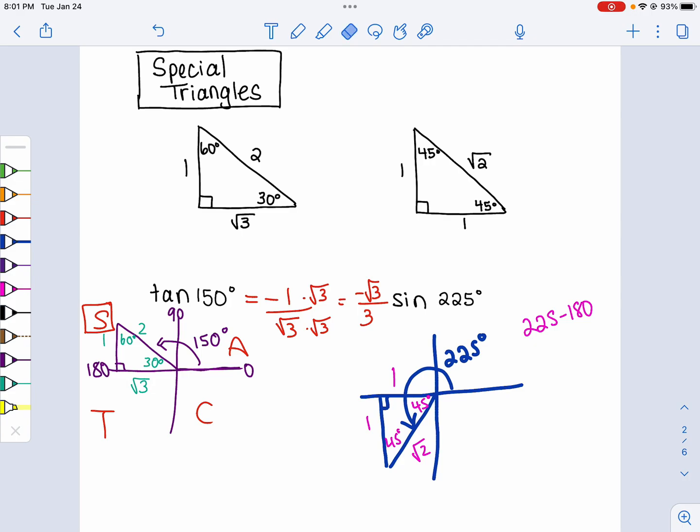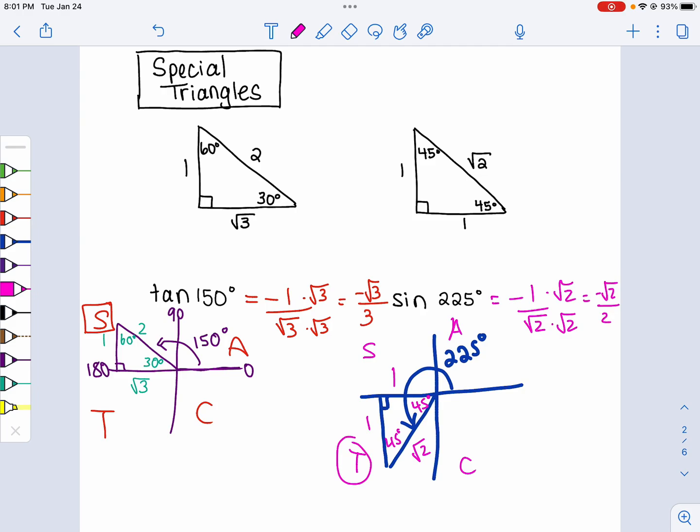So sine of 225 is going to be negative, because C-A-S-T, I'm in the tan quadrant here. So sine will be negative. And it's opposite over hypotenuse, so 1 over root 2. And if I just rationalize the denominator, it equals negative root 2 over 2.